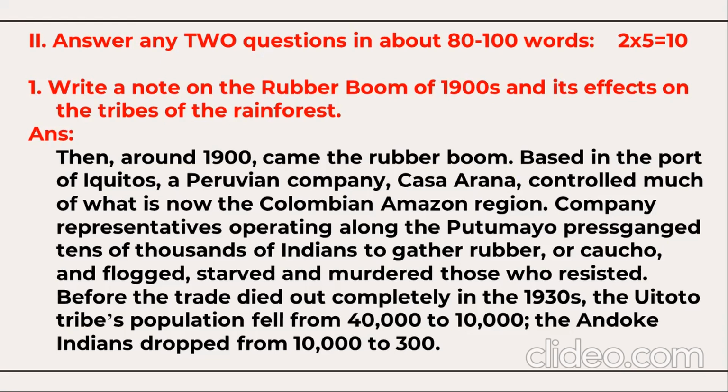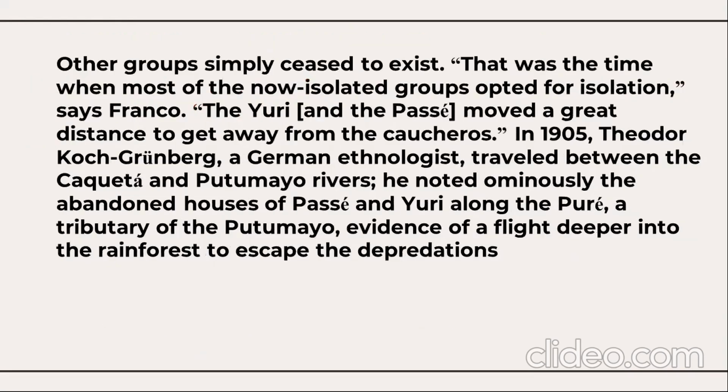Meaning to say, the population of those tribes came down because of this rubber boom. Other groups simply ceased to exist. That was a time when most of the now isolated groups opted for isolation. Says Franco, the Yuri, which is Parsi, moved a great distance to get away from the caucheros. In 1905, Theodor Koch-Grünberg, a German ethnologist, traveled between the Caquetá and Putumayo rivers.